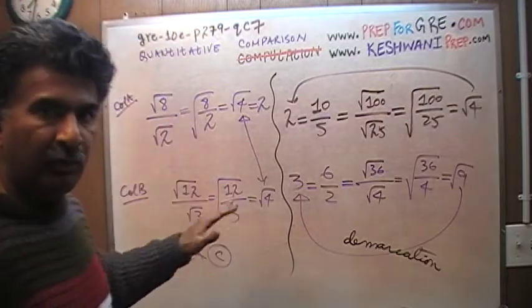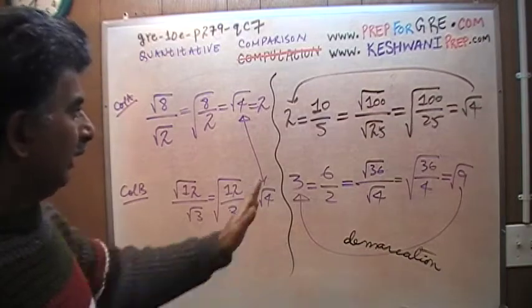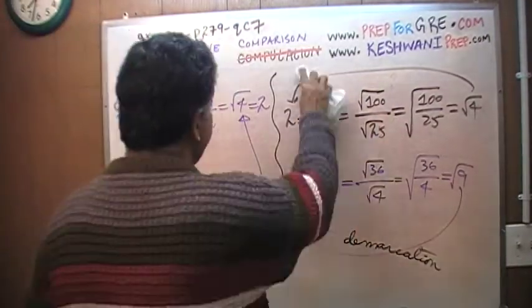Here we did it by division. I'm going to do the same problem with cross multiplication. I need room, so I'm going to have to erase these two examples.